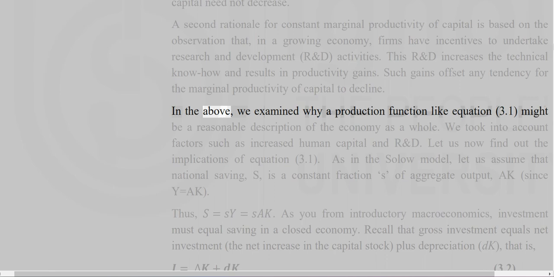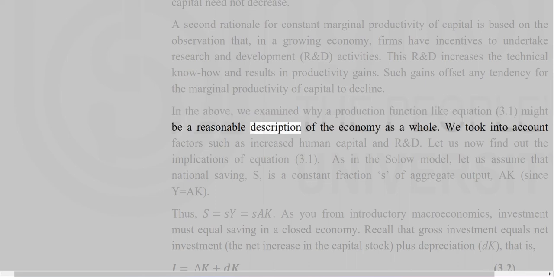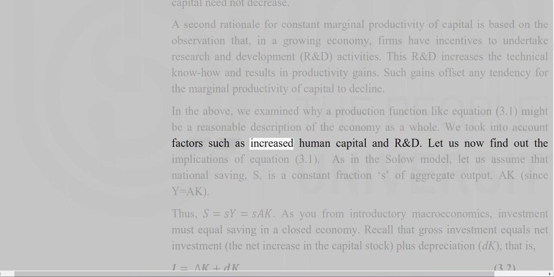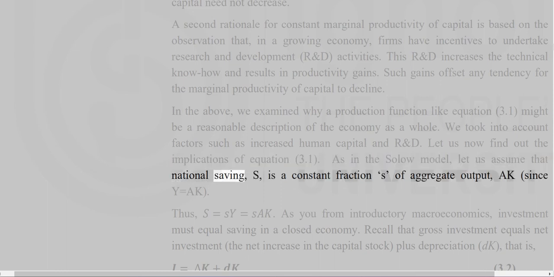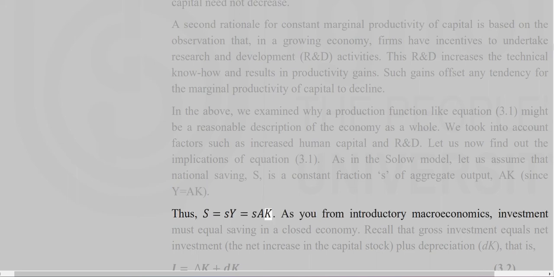In the above, we examined why a production function like equation 3.1, Y = AK, might be a reasonable description of the economy as a whole. We took into account factors such as increased human capital and R&D. Let us now find out the implications of equation 3.1. As in the Solow model, let us assume that national saving, S, is a constant fraction, s, of aggregate output, Y. Since Y equals AK, S = sY = sAK.